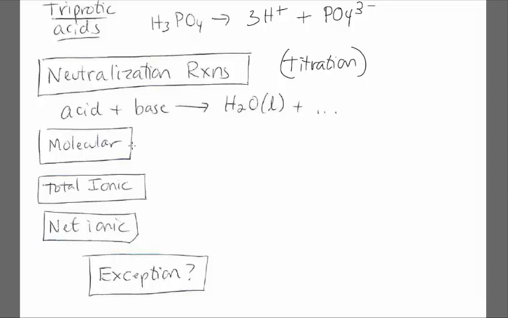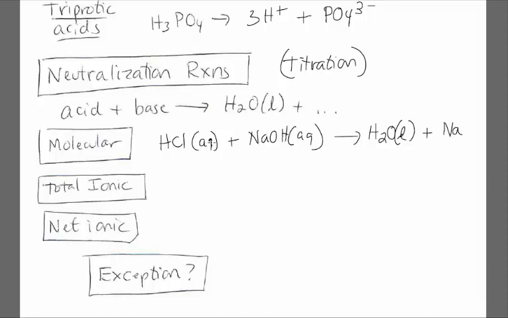I'll show an example. A molecular reaction equation for an acid could be HCl, which is aqueous, plus sodium hydroxide, which is aqueous. So there's our acid, there's our base. And when they react, the H plus and the OH minus form water, which is a liquid. And then the leftovers in this case are the sodium ion and the chloride ion. So we end up with sodium chloride aqueous as leftovers. But it does form water, and that water is formed from the H plus and the OH minus form neutral water. So they neutralize by forming the neutral species water.